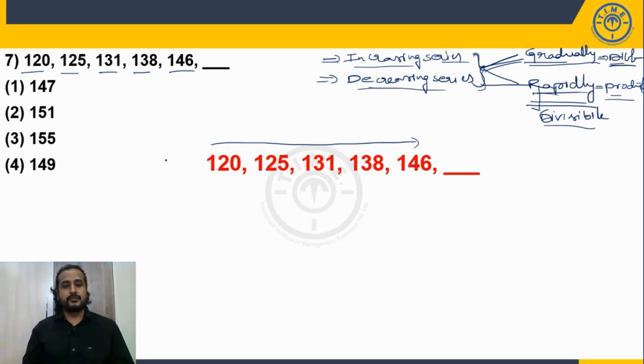Now look at this question and tell me. The given series is an increasing series. Is it increasing gradually or rapidly? Increasing gradually. There is a small jump from one number to another. So we need to apply the difference logic. Now check the difference. 120 and 125, the difference is 5. 125 and 131 increased by 6. 131 and 138 increased by 7. 138 and 146 increased by 8.